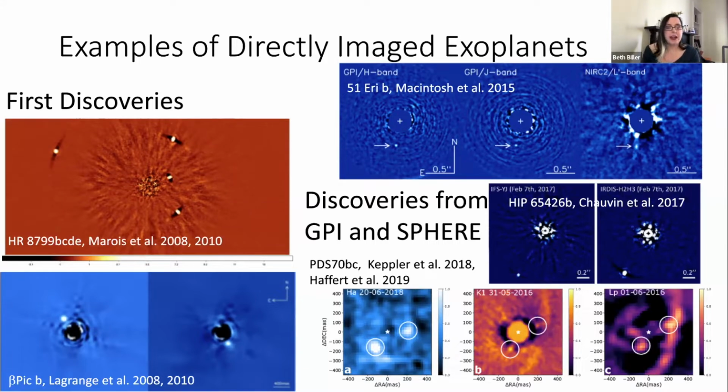Since these initial detections, we've now had a second generation of discoveries with dedicated planet finding imagers, such as the Gemini Planet Imager at Gemini and SPHERE at the VLT. And I'll in particular point out the planets on the bottom right here, two planets rather, PDS 70 b and c. These are actually protoplanets embedded in a disk. They're still accreting. Again, this gives us direct probes of planet formation.